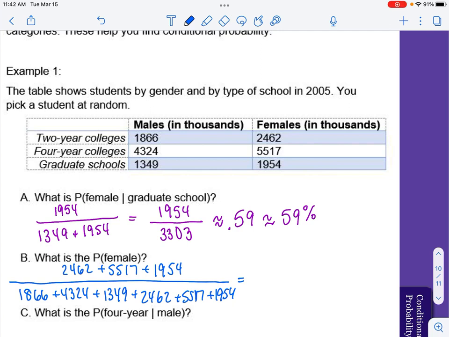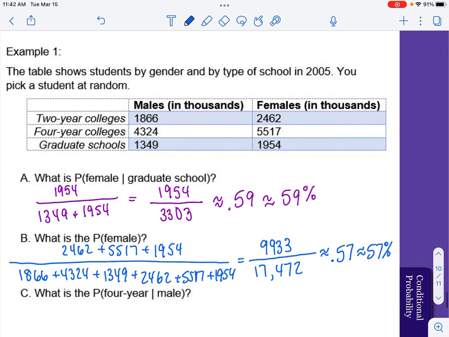And then, once again, I already have these added up. The numerator adds to 9,933, and the denominator adds to 17,472. This, as a decimal, is about 0.57, and as a percent is about 57%. Okay?